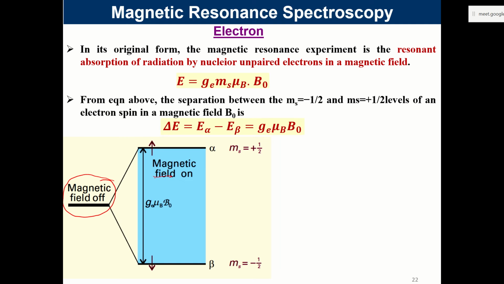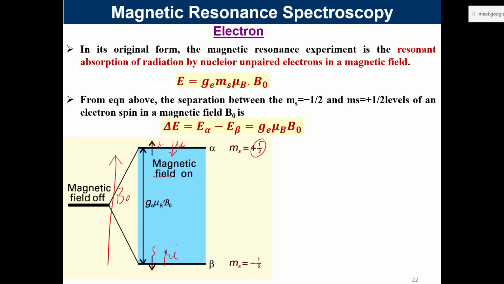When it is plus half, the magnetic moment will be pointing in the opposite direction. So if you think of a magnetic field applied in this direction, and the plus half spin is in this direction, then the magnetic moment mu will be pointing in this manner. And for the other one, the spin angular momentum is pointing downwards, the z component of that, and the magnetic moment mu will be pointing in the upward direction.